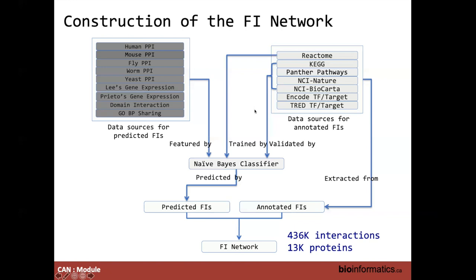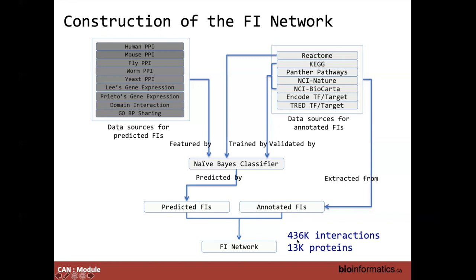We create a training set applied to a naive Bayesian classifier, and we use the features from a variety of other protein-protein interaction data sets, some of which are human or mammalian-based, and others that are also eukaryotic or other gene expression and GO annotations. You create this kind of predicted FI list from this. You combine that with the annotated FIs, and you create ultimately this large functional interaction network.